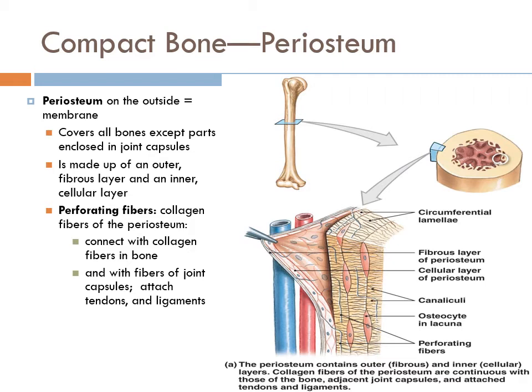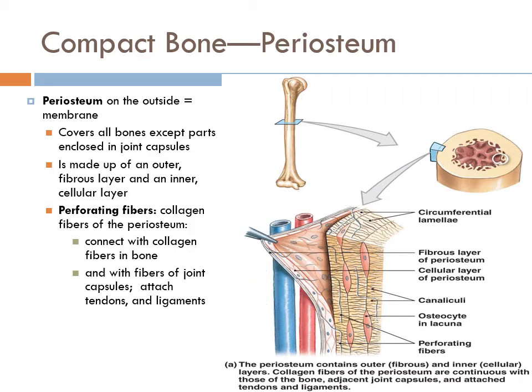The periosteum is made up of two layers, an outer layer, which is a fibrous layer that connects into the structures outside the bone, and then the inner layer, which is the cellular layer, which is where we find osteoblasts and osteoprogenitor cells. And so you can see here when it's pulled back, you've got this inner cellular layer here, and then the outer fibrous layer there.